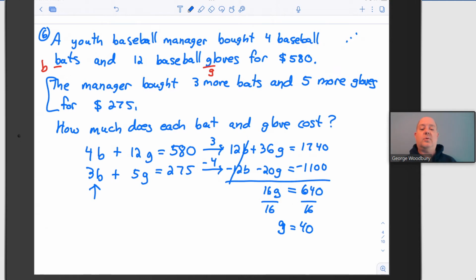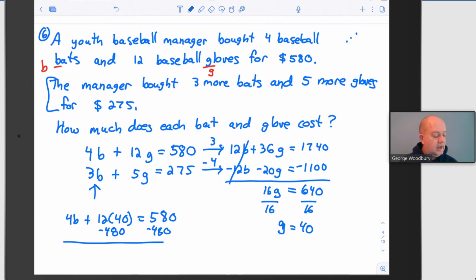To find the cost for a bat, I'm going to go back to one of the two original equations. I'll just pick the top one. 4b plus 12 times 40 for G equals 580. 12 times 40 is 480, so I can subtract that from both sides. And I get 4b equals 100. Divide through by 4, and I get b equals 25. So now I know that each bat costs $25.